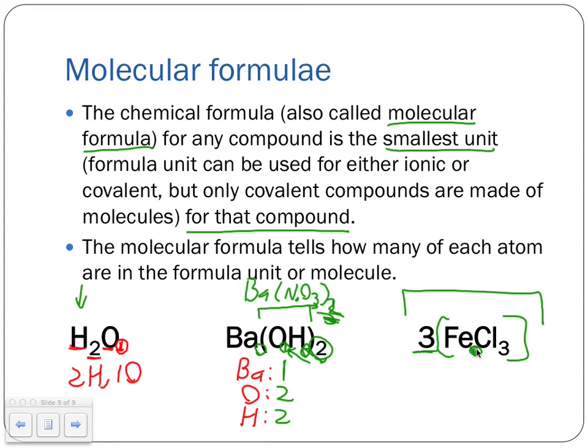There's no parentheses, so we don't have to worry about that. And so there's 1 Fe in FeCl3, but since we have 3 total FeCl3s, that means we have 3 iron atoms. For chlorine, there are 3 chlorines in 1 FeCl3, and since we have 3 FeCl3s, that means a total of 9 chlorines, 3 times 3. And so that's how you'd work out the number in a molecular formula.